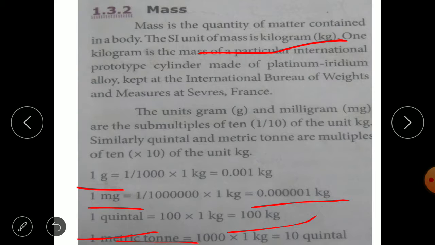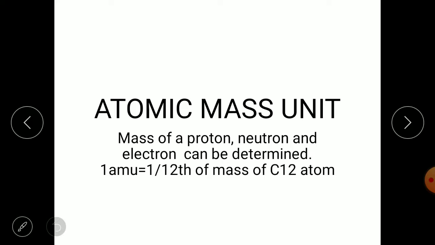If they are selling turmeric or whatever it is, they say we gave 1 quintal or 5 quintal or 10 quintal, whatever it is. Then 10 quintal is equal to 1 metric ton, that means 1000 kg we call it a metric ton. For sugar cane they also use the word quintal.